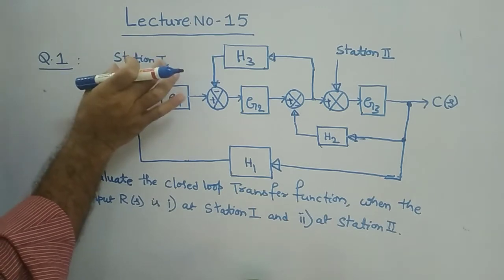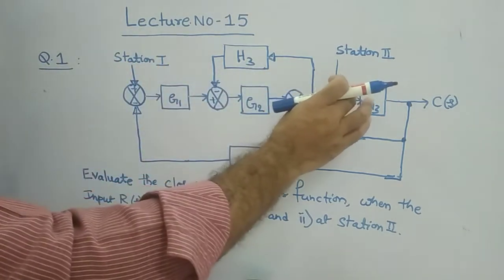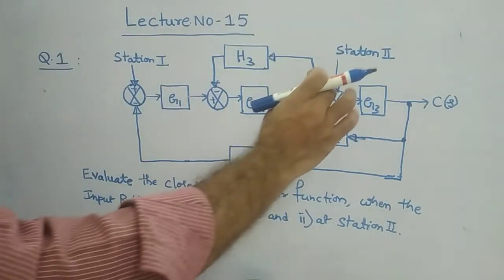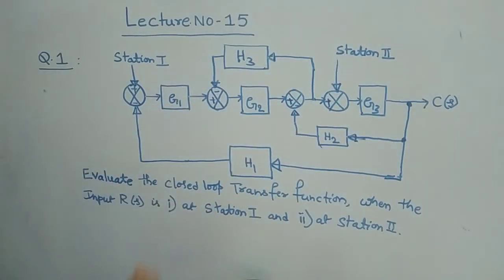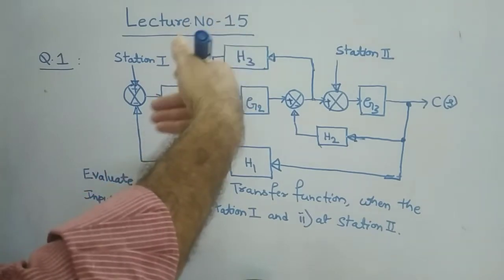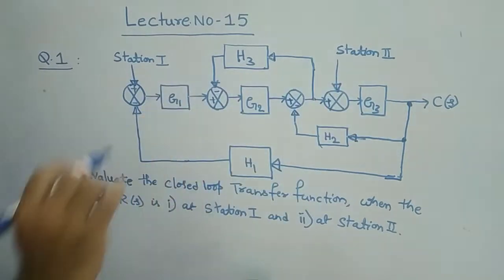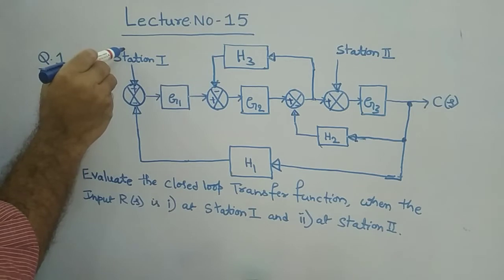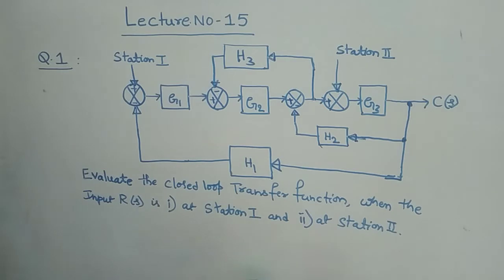So the first condition is considering that your R of S is at station 1. If you consider that condition, then you put this station 2 as 0. That means you have to completely remove this from the diagram. This summer point will be terminated, or just removed. Then directly you have a direct connection. That's all. Then this becomes your R of S, and remaining we will see how it is to be evaluated. That is the first condition, we have to solve like that.